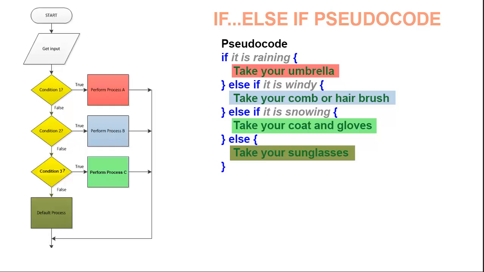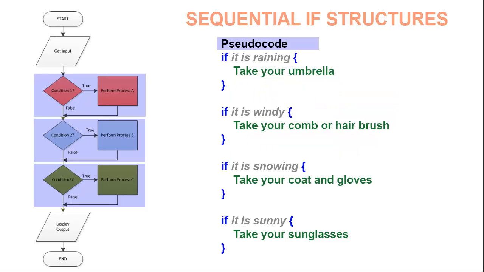Now here's an alternative, and this is called sequential if structures. We have multiple if conditions, but they're not bypassing each other.